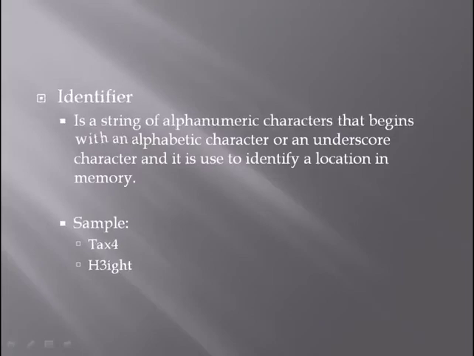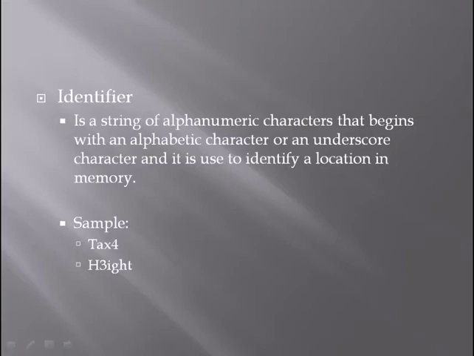In the programming world, for you to better appreciate a variable and a constant, there is a keyword you should know, and that is an identifier. What exactly is an identifier? Well, it is a string of alphanumeric characters that begins with an alphabetic character or an underscore character, and it is used to identify a location in memory. Now, from that definition, the key thing that you need to remember is that an identifier is used to identify a location in memory, or an identifier is used to reference a location in memory.